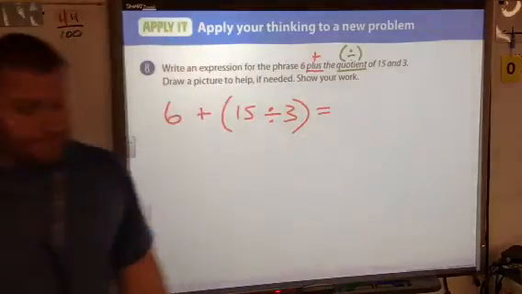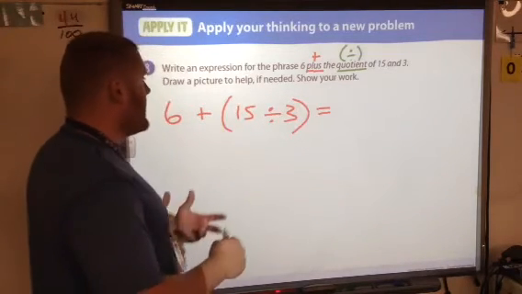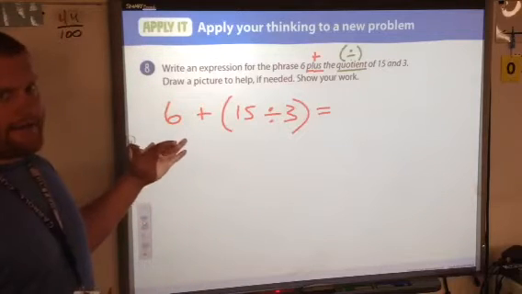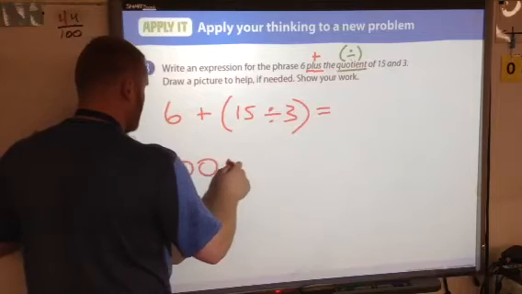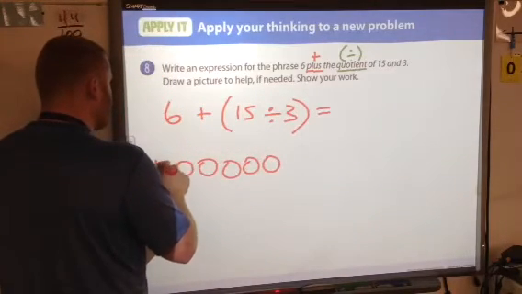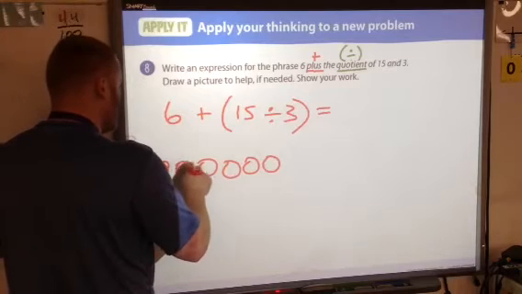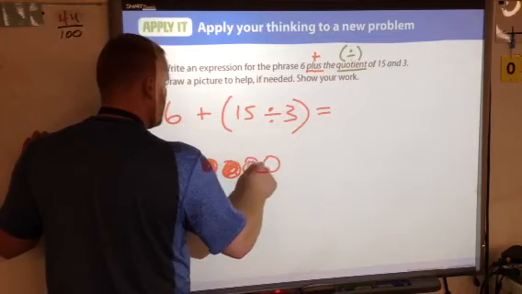Well, I know that I have to do the division first. But I'm going to start by saying that I know I need to add 6. So I know I need to add 6. But I'm going to fill these in. I'm going to show you why I'm filling them in here in a second.